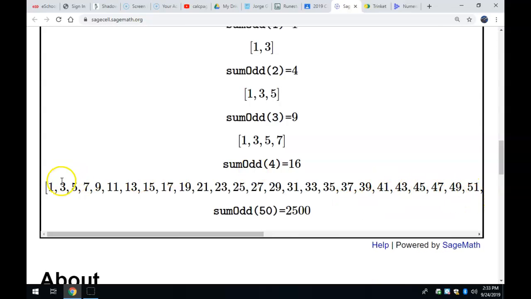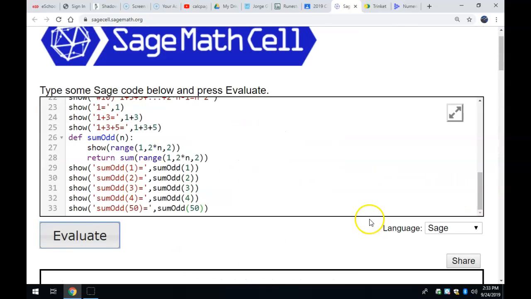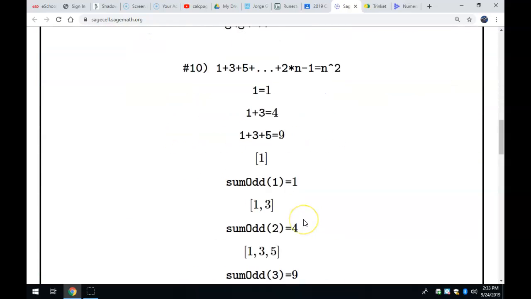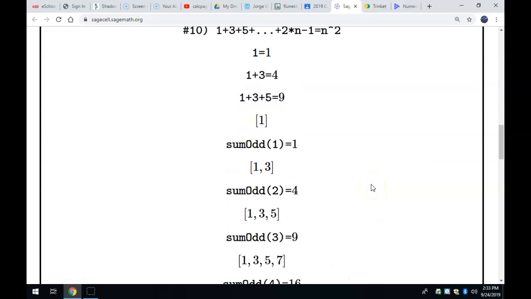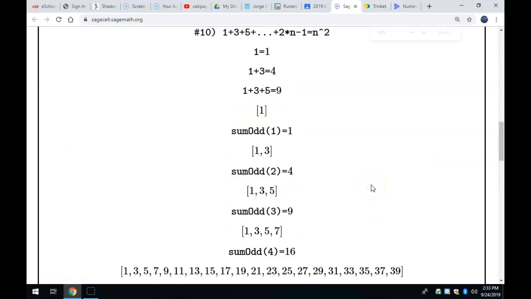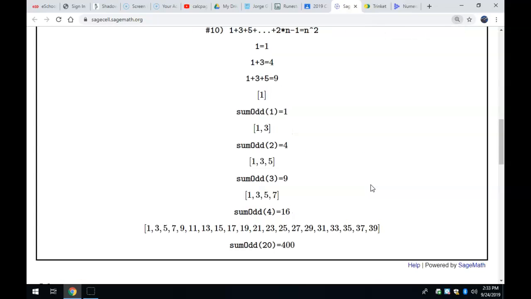Let's make it fit on the screen. How about 20? Would 20 fit? Is that a problem? I could zoom in, zoom out, I guess. That's fine. So the first 20 odd integers, starting with 1, add up to 20 squared, which is 400. Yeah, it works. I like it. So that's the output for number 10. Make it a little smaller. There's the output for number 10.